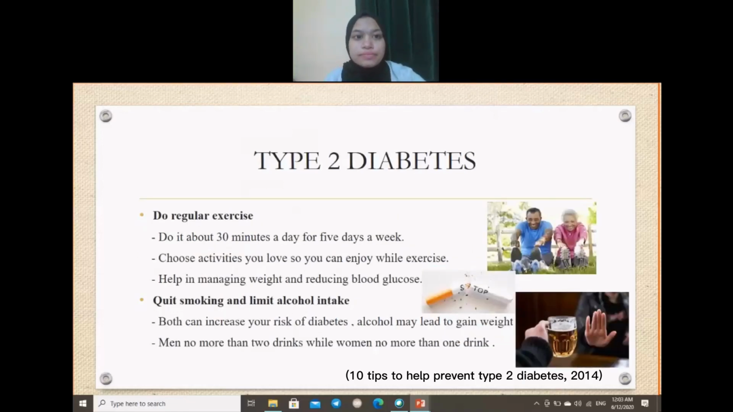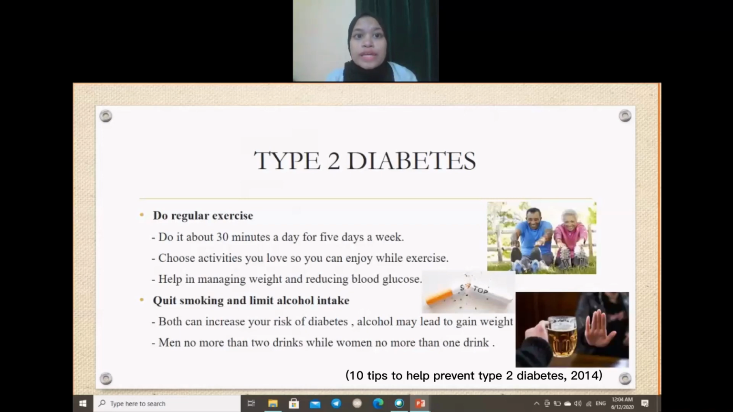Next, you need to do regular exercise, about 30 minutes a day for at least 5 days a week, with different levels of intensity. Choose activities you enjoy, as you will do them every day. Exercise is so important because it can help manage weight, reduce blood glucose, and may also improve blood pressure and cholesterol.